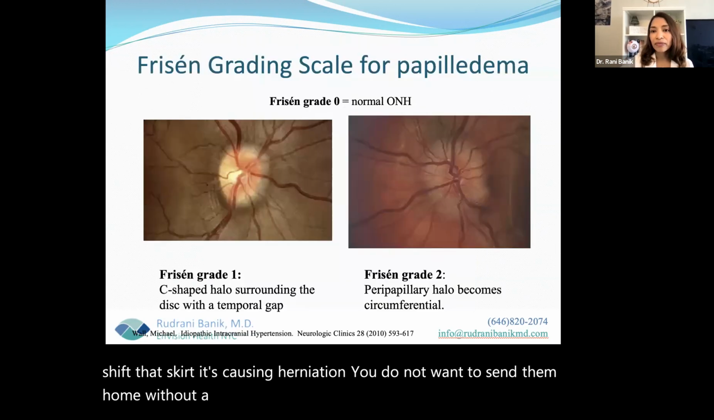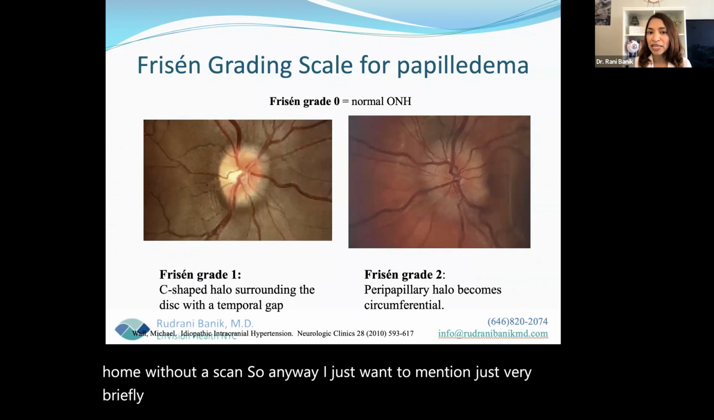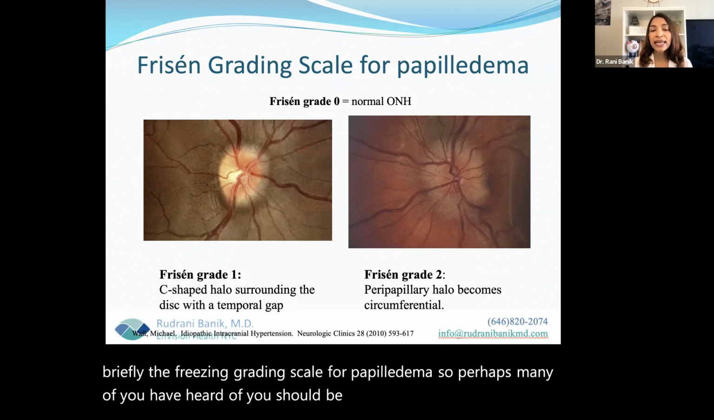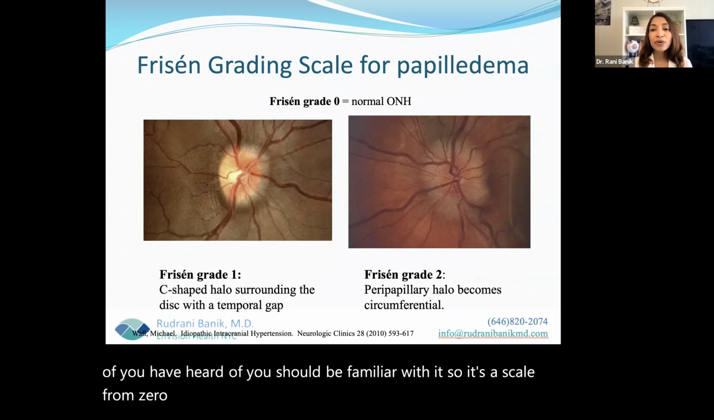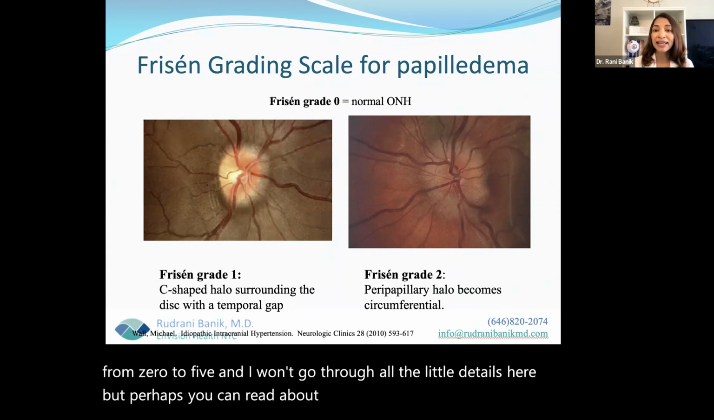So anyway, I just want to mention very briefly the Frisén grading scale for papilledema. Perhaps many of you have heard of this, you should be familiar with it. It's a scale from 0 to 5. And I won't go through all the little details here, but perhaps you can read about it or you can go back in my slides and take a look.